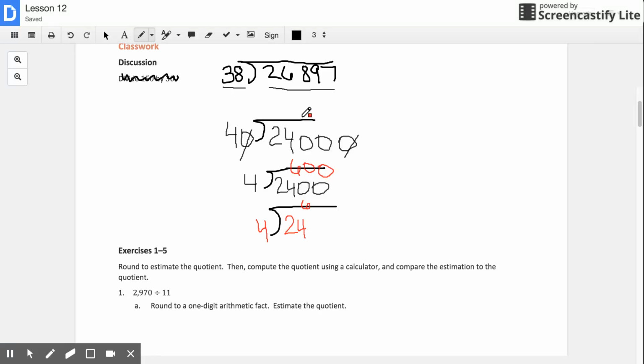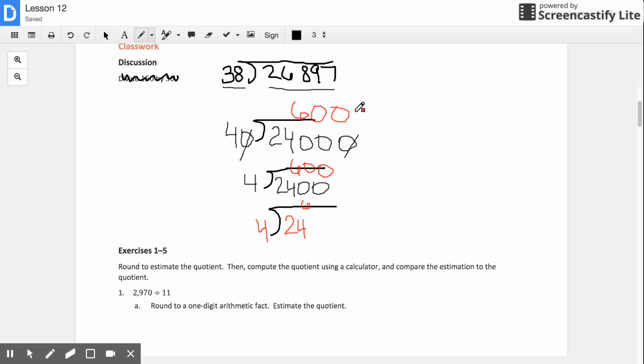And so 24,000 divided by 40 gives us a quotient, just like in the last problem where 150 divided by 30 is still 600. So this is our estimate, that it would be very close to 600.